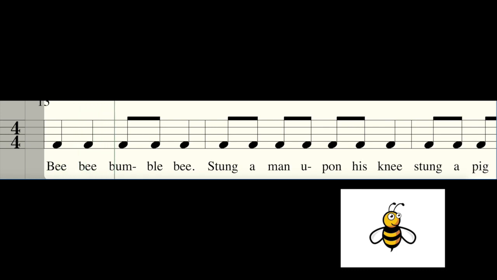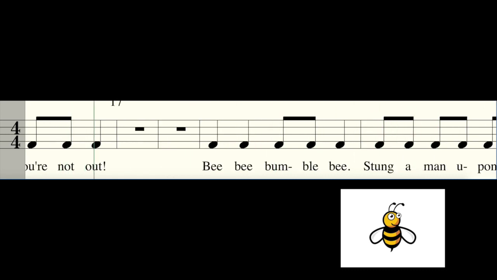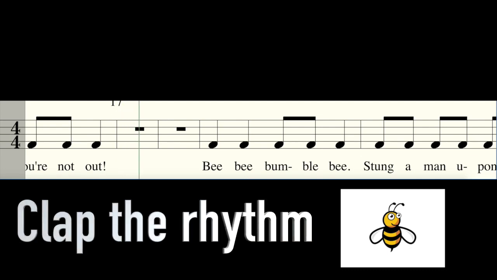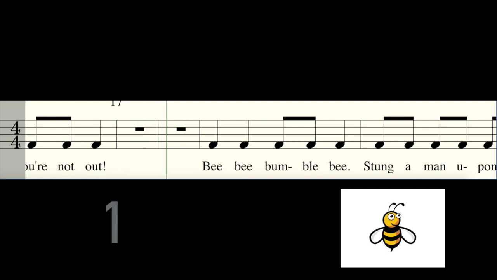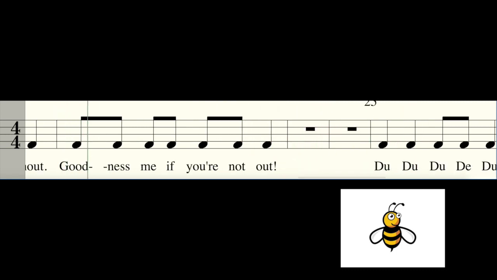Bee, bee, bumblebee, stung a man upon his knee, stung a pig upon his snout. Goodness me, if you're not out.